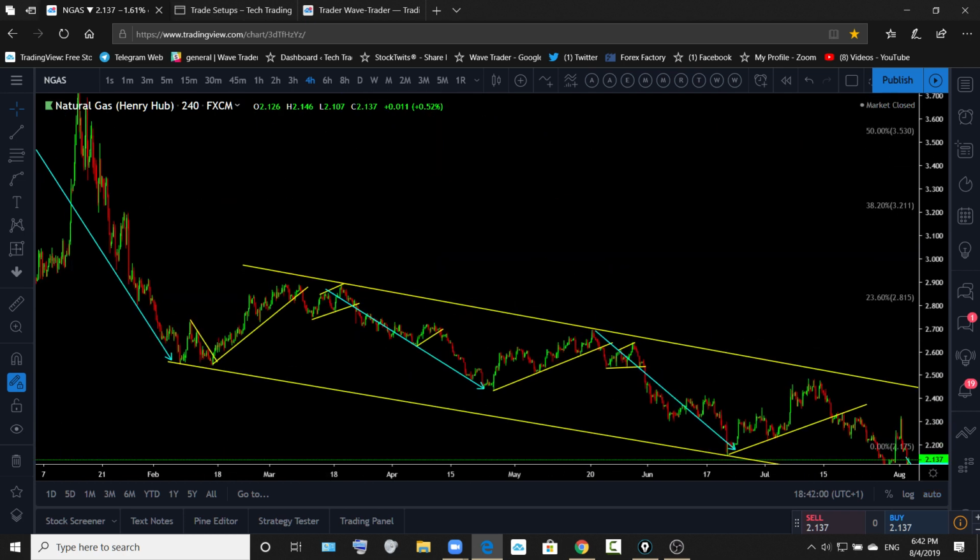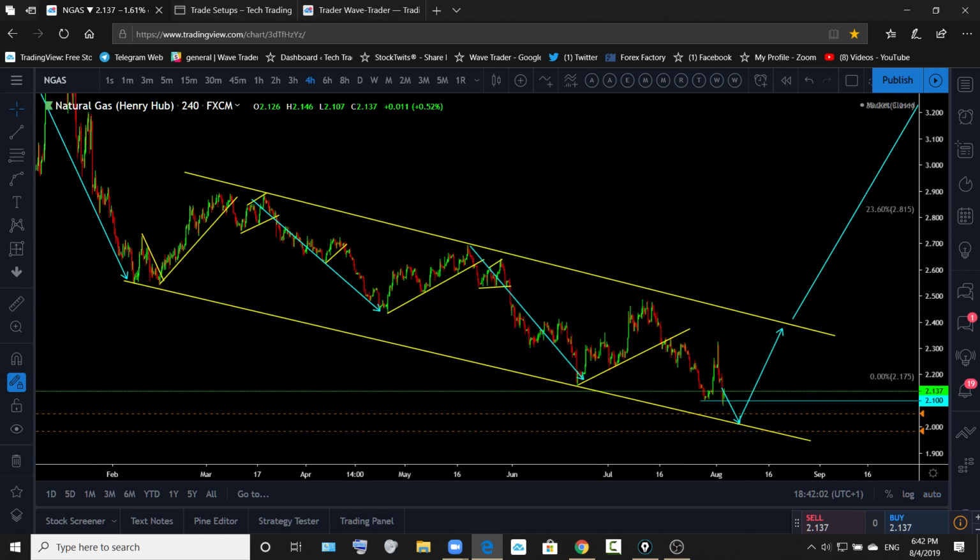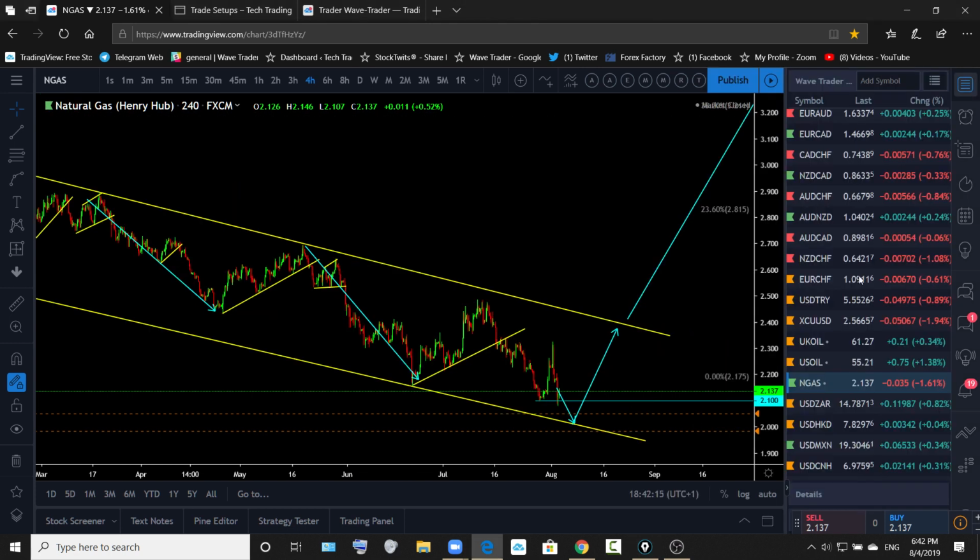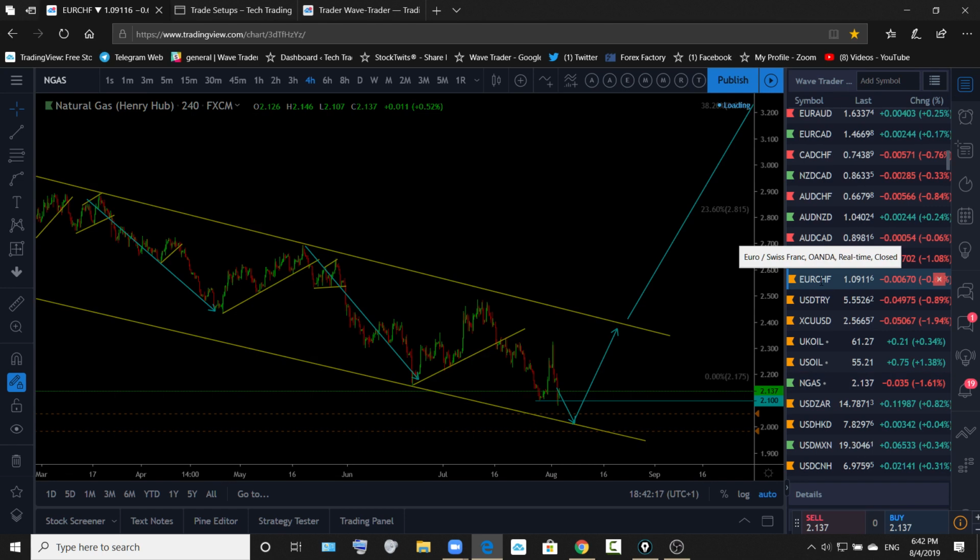Okay, so correction again, drop. If correction again, one more drop. So you're looking for this to break through and reverse. So good opportunity. EUR/CHF is not a good pair to trade right now.